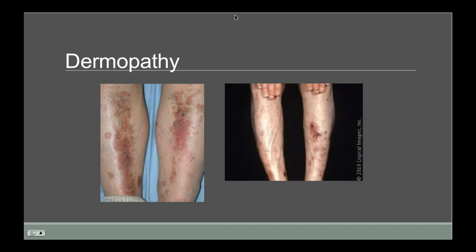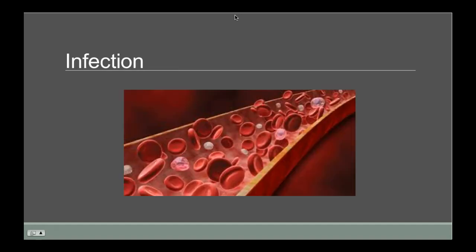Another thing that you might see is dermopathy, and it's actually the most common type of skin lesion. Most frequently it's seen on the shins, and it can be red, brown in color, and oval patches. This is just something that is seen in diabetic patients.